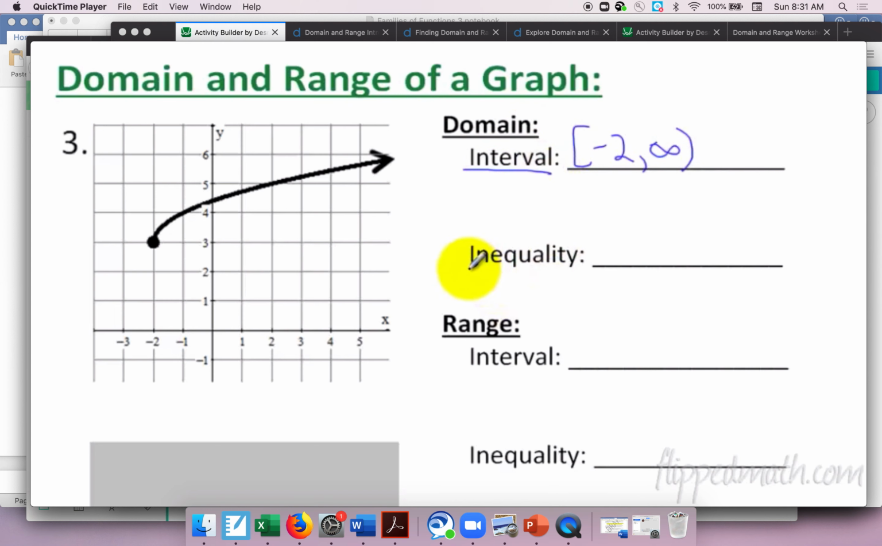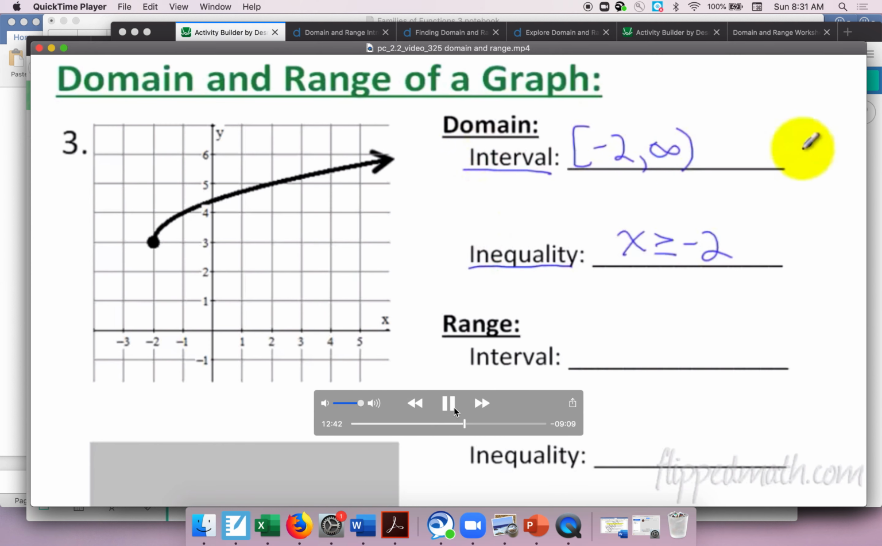Now, here's inequality notation, and that's where we are just going to say, let me write it out here and I'll explain it. X is greater than or equal to -2. This is inequality notation where we use a less than symbol or a greater than symbol, and we say all of the x values that are from -2 on up. That's what this statement means. So these two things are exactly equivalent. It just depends on the directions of the problem, if it wants interval, if it wants inequality, or if it wants both. Now, all that work was just for identifying the domain.